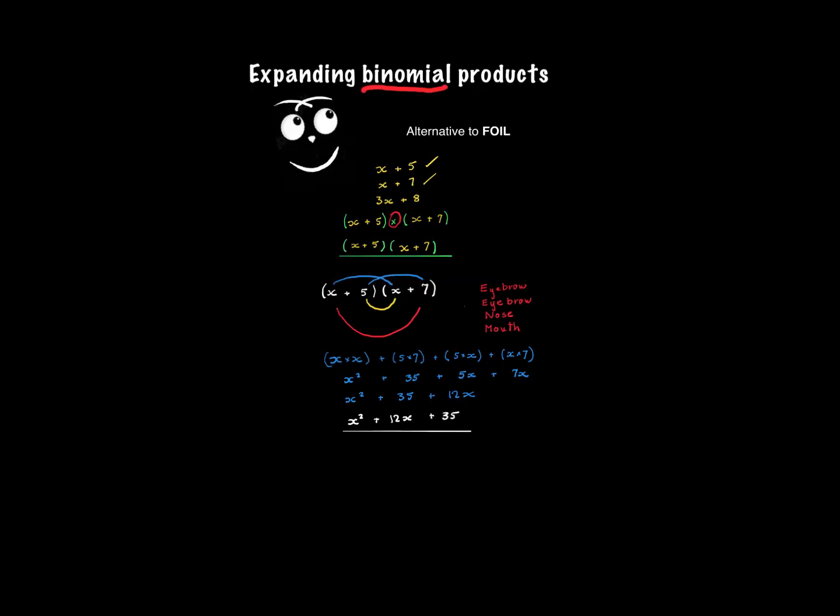So you can see that this is an alternative way of expanding binomial products to FOIL. There is another method that I'll show you in the next video, and it is expanding the binomial product by considering a rectangle.